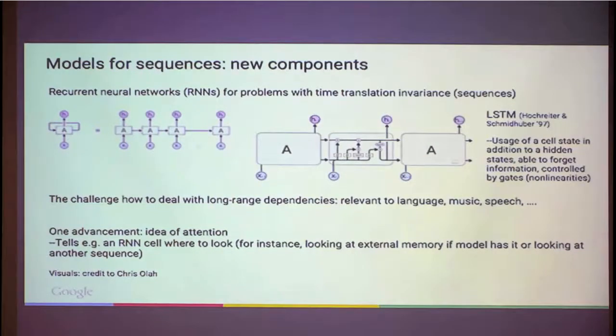Okay, so this part has to do a little bit more with architecture. How can we make models for sequences? Earlier I talked about this recurrent structure. The recurrent structure means that if you have some problem, let's say a sequence, where you know that the statistics of the problem is approximately invariant with respect to translations in time, then you might want to do the same computation, which is denoted A here, at every time step.